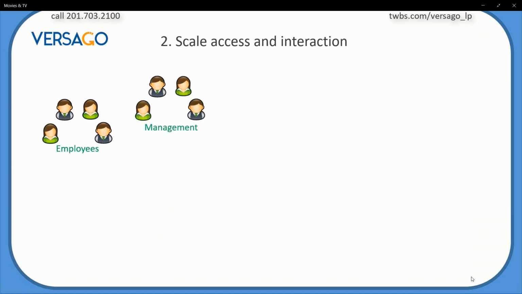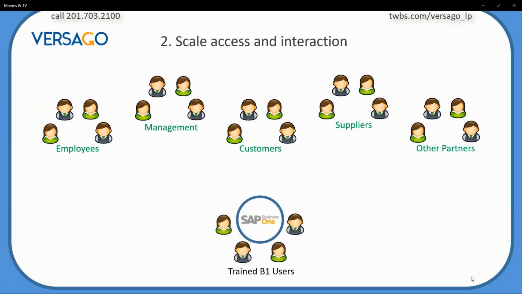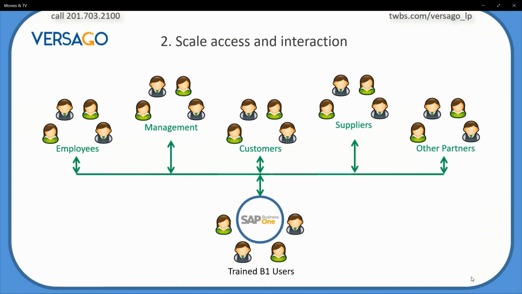Most, if not all, the people in a business's ecosystem need to contribute to, access, or otherwise interact with information on core systems of record like Business One. But unlike trained B1 users, they only need simple interaction with certain information that is essential to the tasks and processes within their role. There is a need to affordably scale simple interactions with information on SAP Business One across a business's ecosystem.